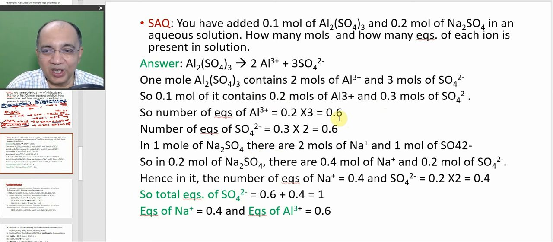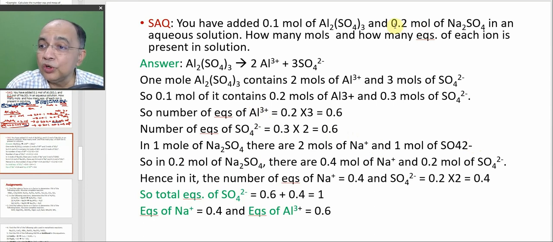0.6 equivalents of aluminum ion contains 0.6 moles of positive charge. 0.6 equivalents of sulfate ion will contain 0.6 moles of negative charge. That's it. Again, sodium sulfate. If 1 mole of sodium sulfate, there are 2 moles of sodium ion and 1 mole of sulfate ion.